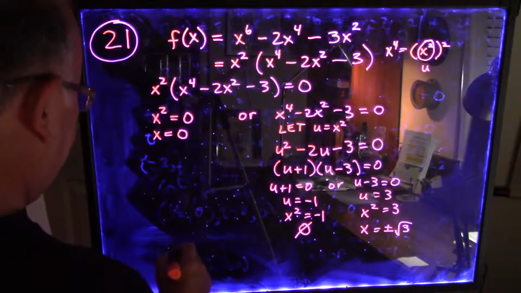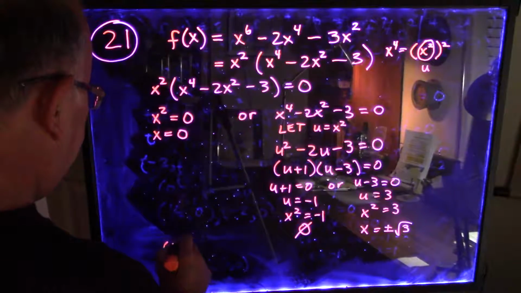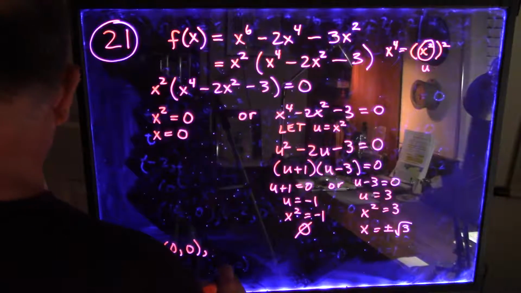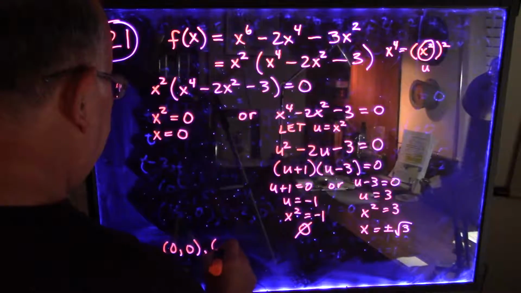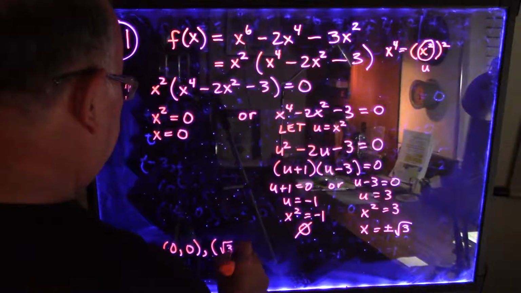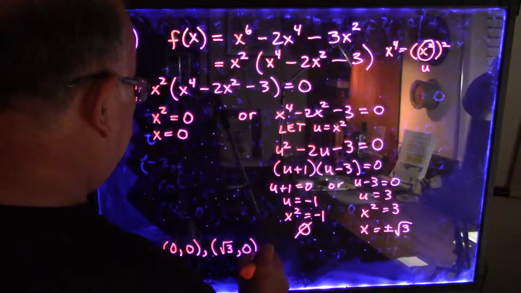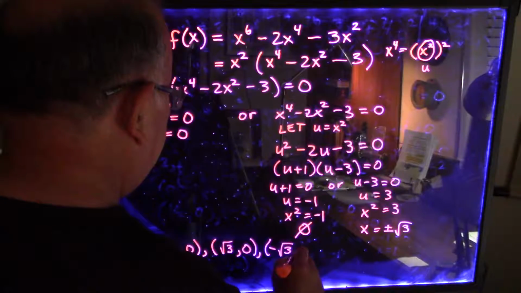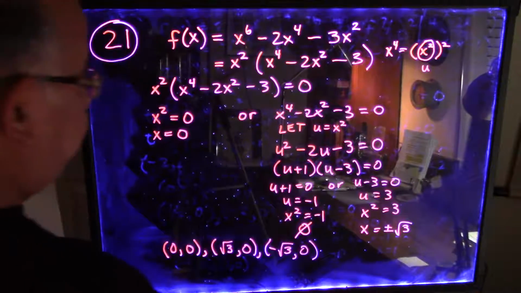Alright, so 0, 0 is one of the intercepts, x-intercepts. Square root of 3, 0, and negative square root of 3, 0.